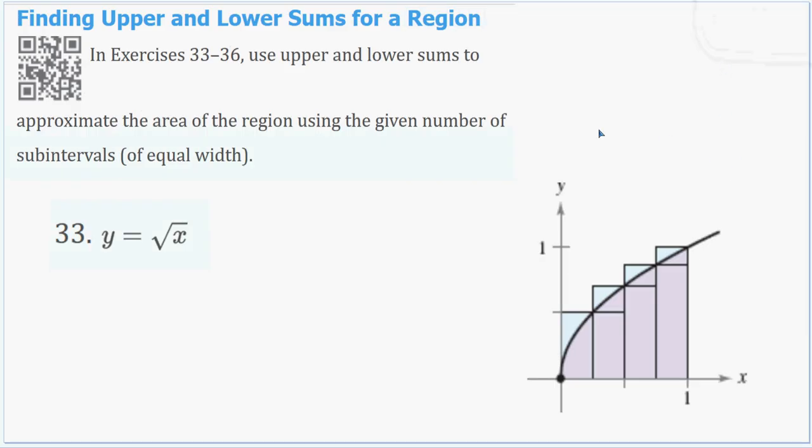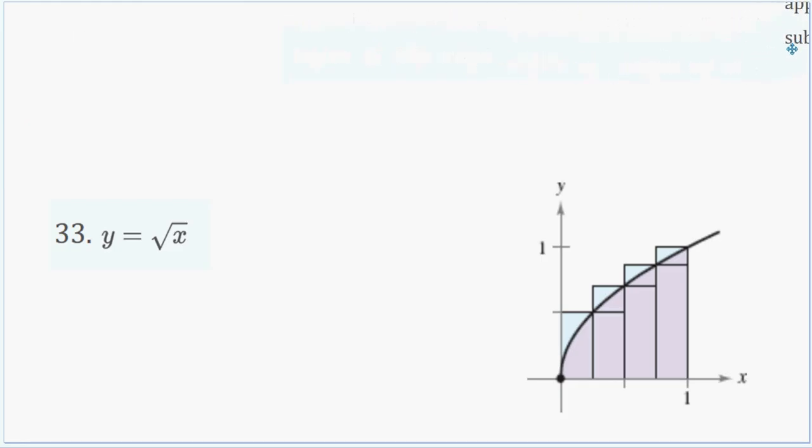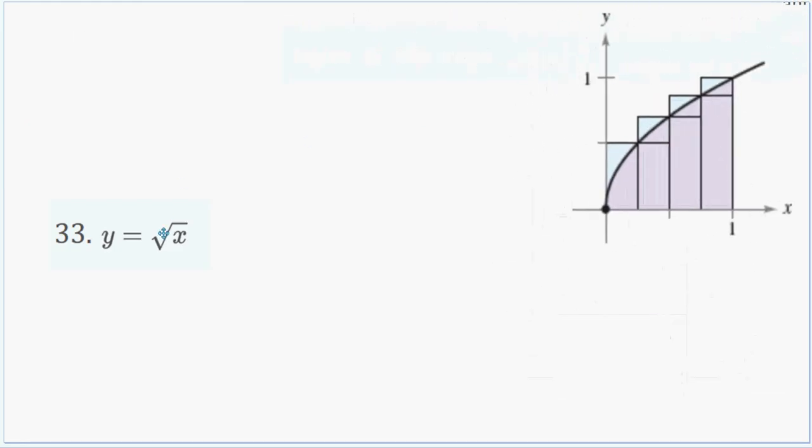Okay, and let's look at this problem here, number 33 out of the old textbook. Use upper and lower sums to approximate the area with a given number of subintervals, a given number of rectangles. So our function here is just the root of x. We start at the origin, and it opens up like a fallen-over parabola, and the root of 1 is 1. And if we look at the picture, we have 1, 2, 3, 4 rectangles.